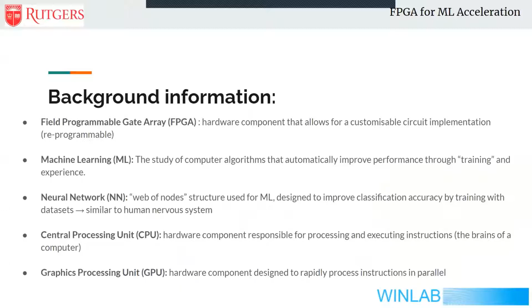So a little bit of background information before we jump into our topic. To start, we have Field Programmable Gate Array, or FPGA. This is a hardware component that allows for customizable circuit implementation. Therefore, it's reprogrammable. This is really useful, and we'll talk about why that's of interest to our particular project later down the line. Machine learning, or ML, is the study of computer algorithms that automatically improve performance through training and experience. So it's similar in the way that humans learn through trial and error, and other animals as well. We design algorithms that perform the same process.